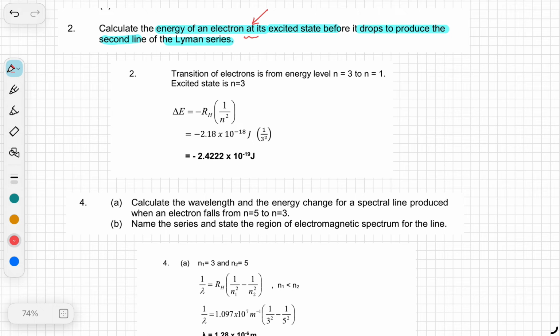maksudnya elektron tu belum jatuh lah, right? Dia duduk dekat excited state. So what is that excited state? Where is that excited state?